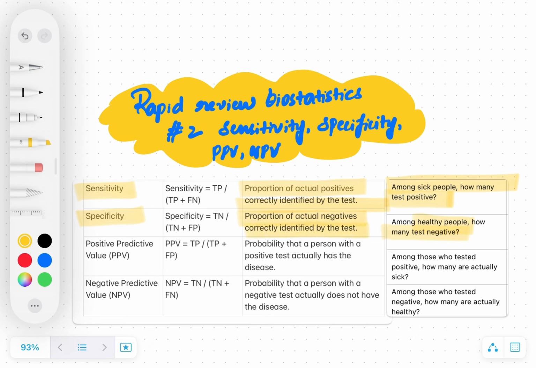Positive predictive value is among the people who are testing positive, how many are actually having the disease. This probability of a person with a positive test actually having the disease is the positive predictive value. And among the people who are testing negative, how many are actually healthy. This probability of a person with a negative result actually not having the disease is the negative predictive value.